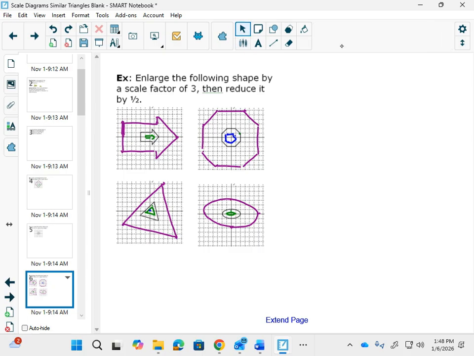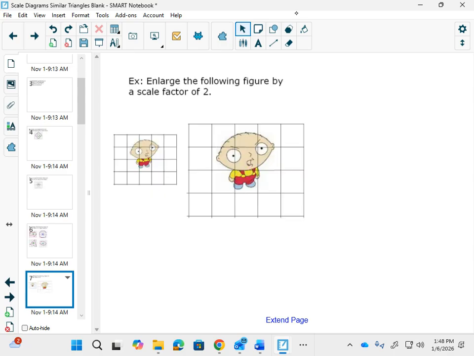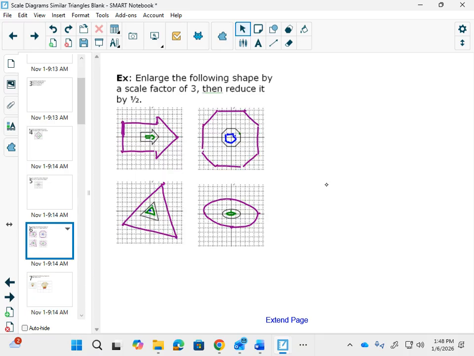Okay. This is where we're going to stop for today. Look what we get to do next. Is it early dismissal today? It is early dismissal today. So I'm going to stop our video here.